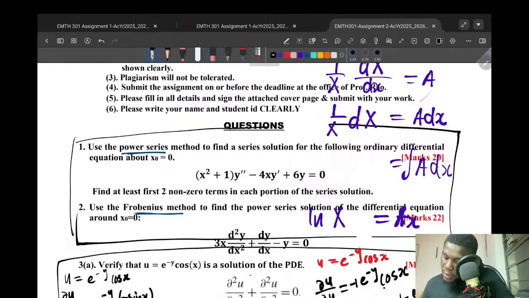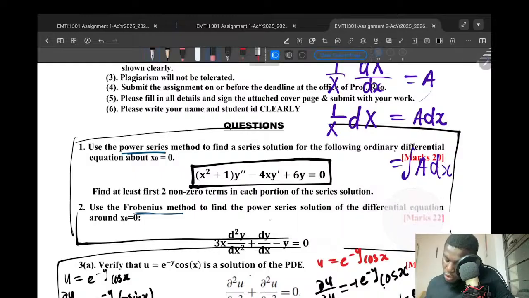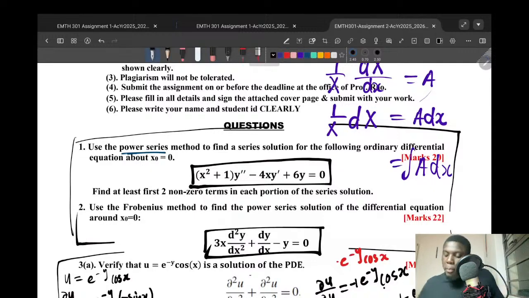We're supposed to use Frobenius to find the power series of the following. Anyway, if we have the y, that means we can easily get y prime prime and y prime. So we have y, then we get y prime, then y prime prime. Once we have them, we get x squared plus 1 multiplying y prime prime, negative 4x multiplying y prime, then 6 multiplying y. That'll be for the general power series. You understand?